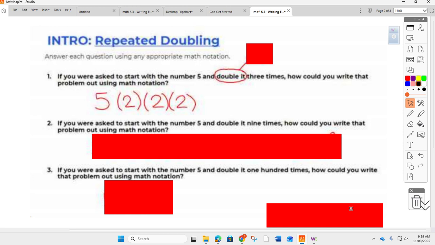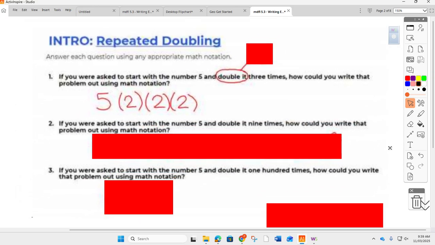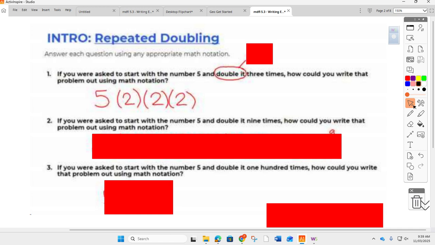Is there another way we can write that? No, but it'd be 5 times 2 to the 3rd power. But that's not the same as 5 to the 3rd power, right? So this would be equal to 5 times 2 raised to the 3rd power. But you have to start with the 5, and that brings us to something important.